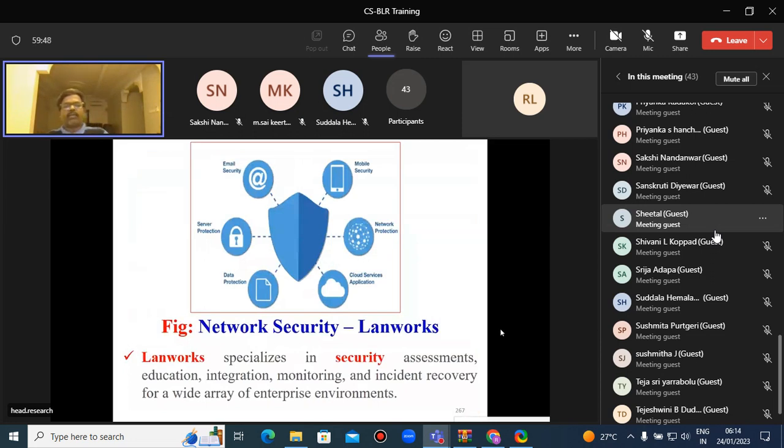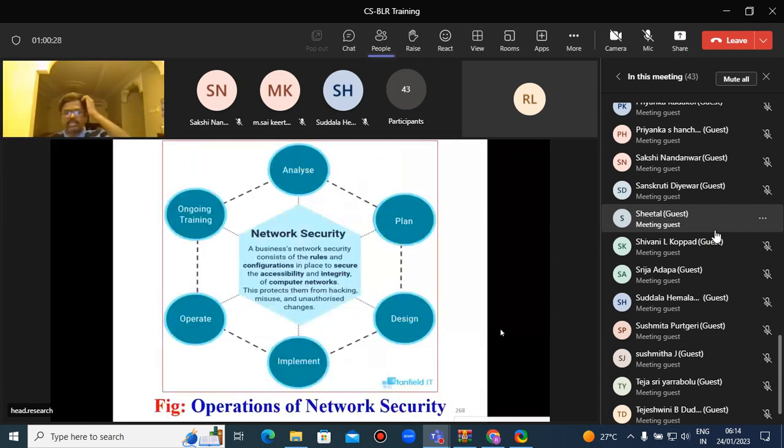See, LANworks specializes in security assessments. LANworks is nothing but we are providing security for organizations, education, integration, monitoring and instant recovery for a wide array of enterprise environments. Wide array means an array is a collection of the same type: security assessments, education, integration, monitoring. That is called a wide array of enterprise environments.